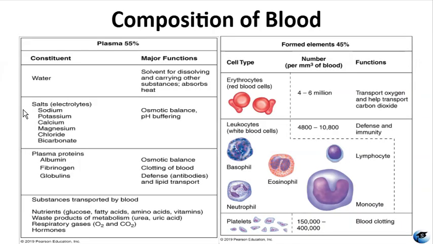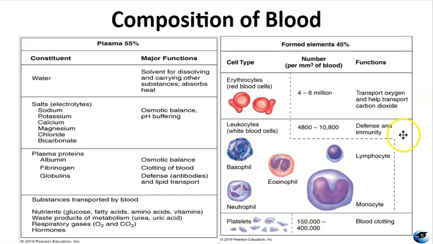If you have a look at this table here, it gives a little bit of a summary of the different compositions of blood. Over here on the left, you have plasma, 55%. You have water, salts, electrolytes, plasma proteins, and other substances that are transported by blood, like glucose, fatty acids, amino acids, urea, uric acid, oxygen, CO2, hormones.